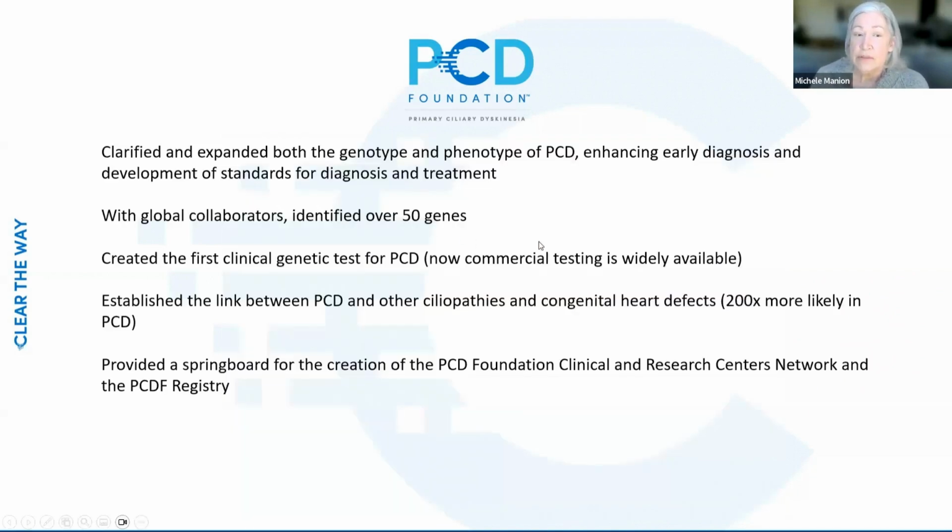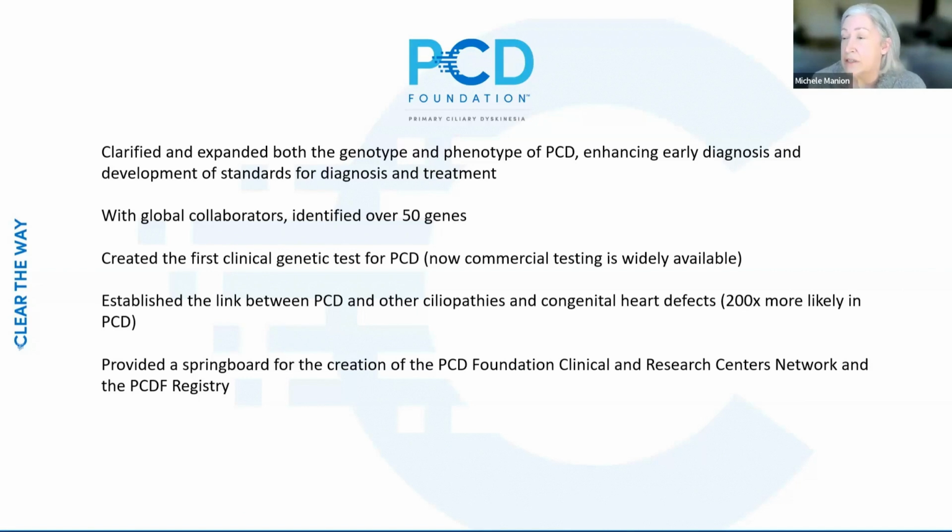So the GDMCC was able to clarify and expand the genotype and the phenotype, enhancing early diagnosis, which continues to be a problem in this disease, and helping us to develop standards of care for both diagnosis and treatment. At the time that the GDMCC started, there were 2 known genes. There are now over 50, and this was a dedicated effort with the GDMCC and collaborators overseas to find these genes. And from that, we were able to create the first clinical genetic test for PCD.